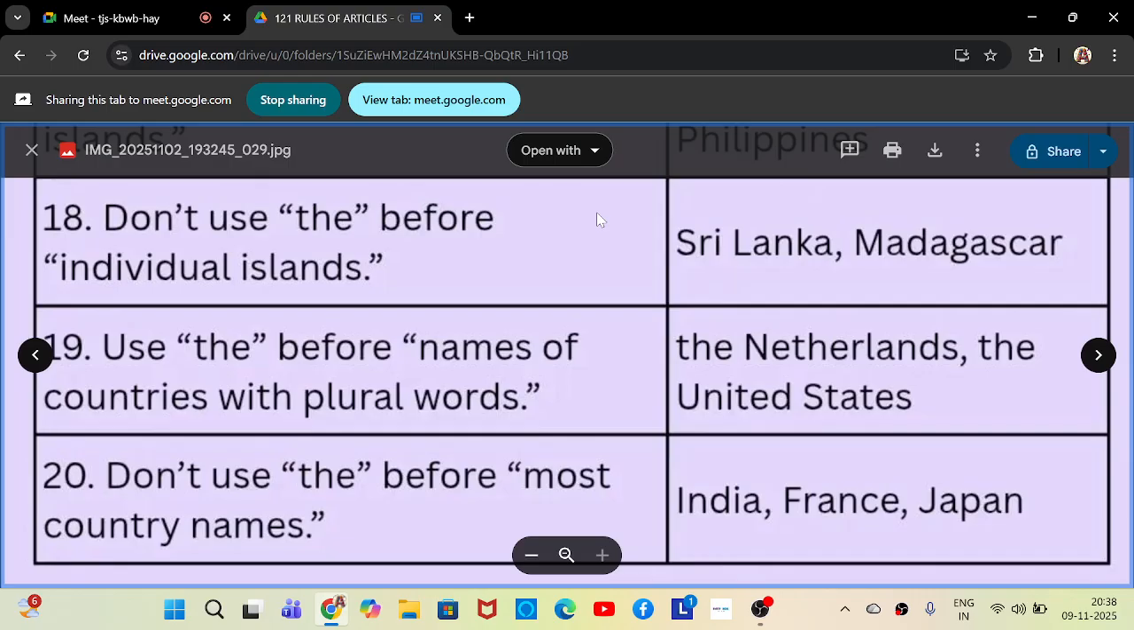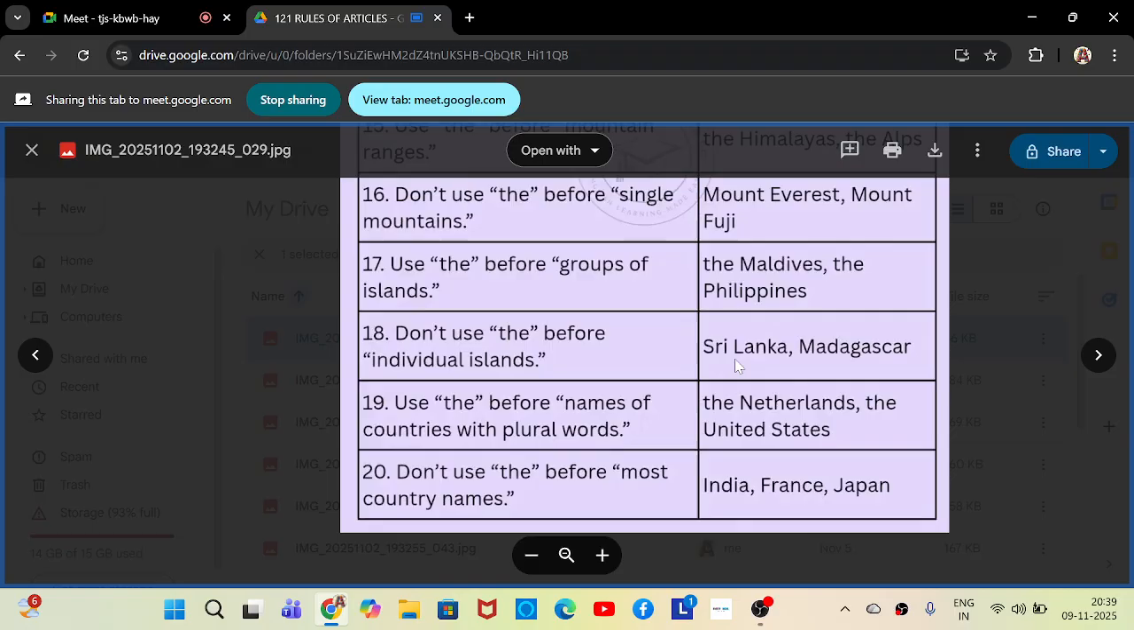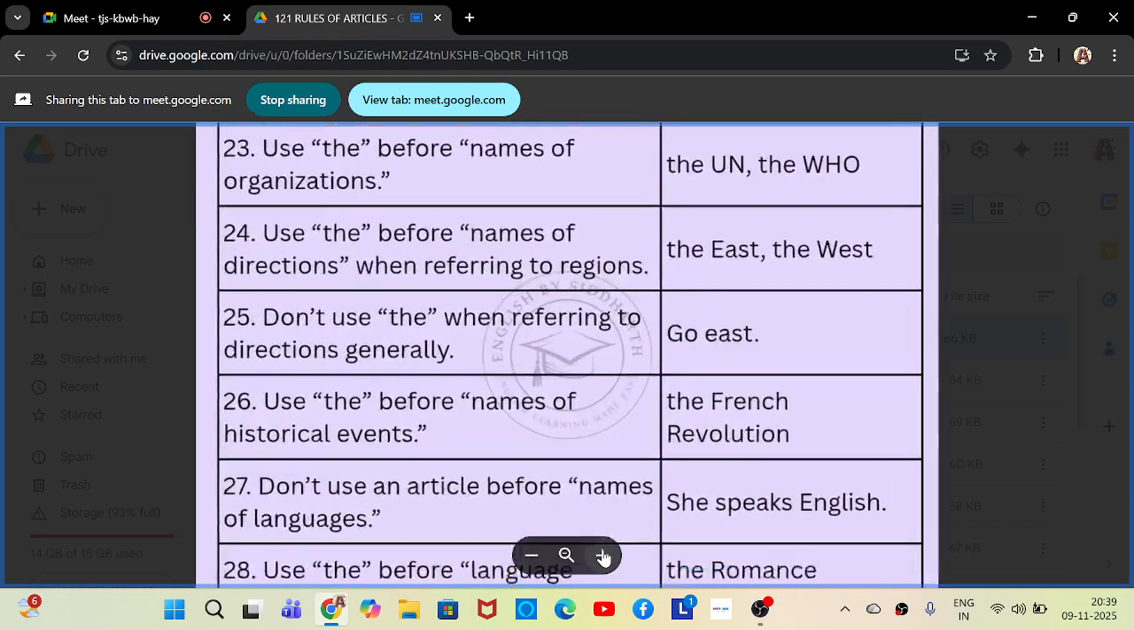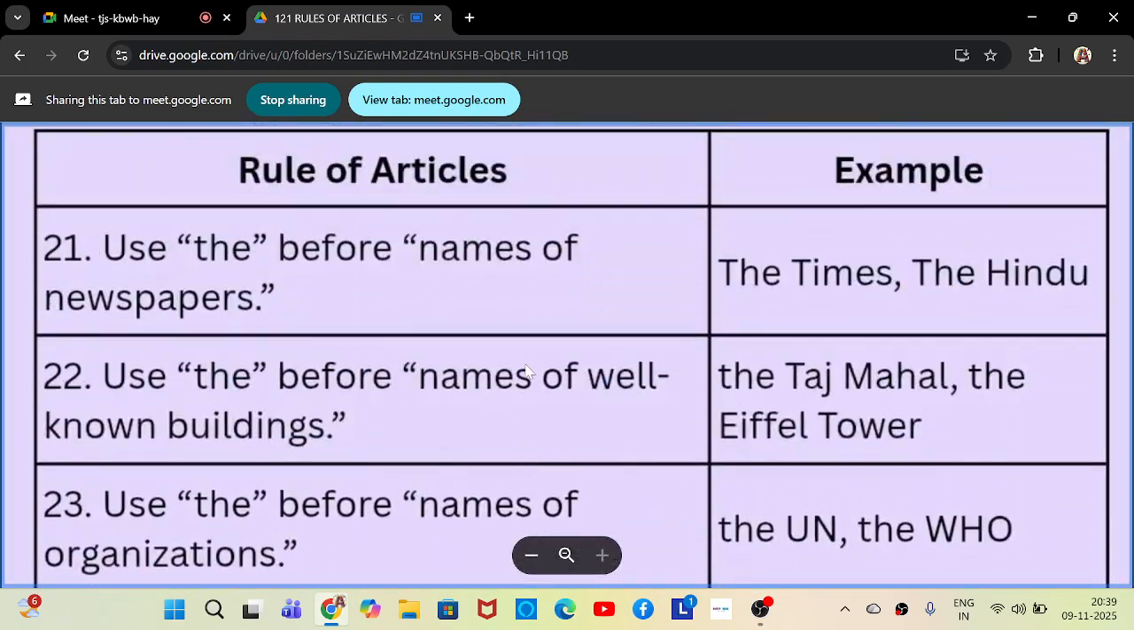And the 20th: don't use the before most country names. With singular countries also, you should not use the. Like India, France, Japan. These are all single countries, individual countries. Okay, we'll continue. Next is use the before names of newspapers. Okay, Shabna, you can read the examples.